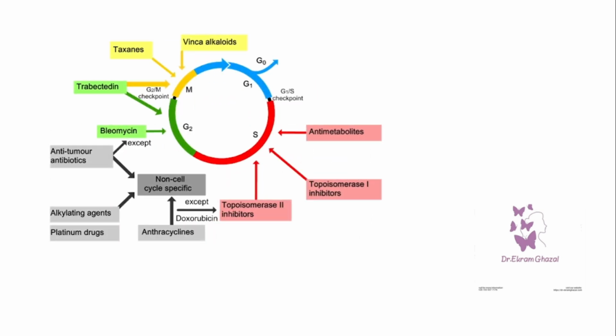Today we will make a simple visual map to memorize anti-cancer drugs or cytotoxic drugs to make it simple, even for exams or for applying knowledge in real life. First of all, we will revise the stages of the cell cycle.